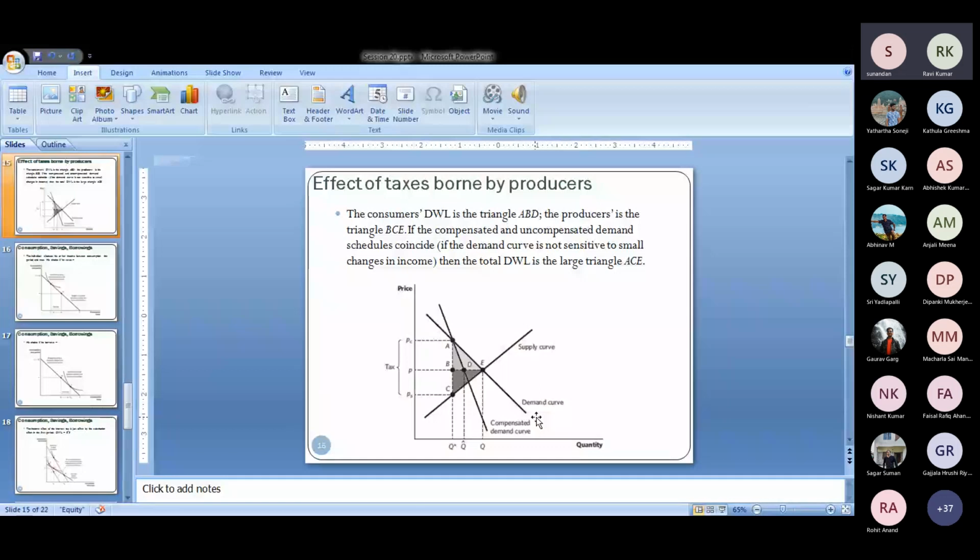Now this graph looks a little cumbersome, but let's start with the compensated demand curve and the supply curve. Okay, so forget about the demand curve for the time being. Now when you start with a compensated demand curve, we know that partially the tax will be borne by the producer and partially by the consumer. So look at the vertical axis, we have these three values of P: P, PS, PC.